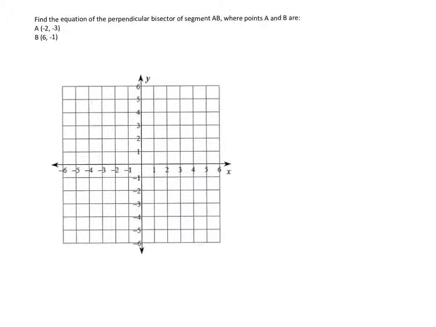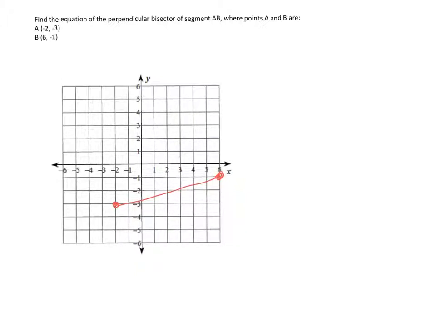In this case, I have point A, which is at (-2, -3), and point B, which is at (6, -1). There's a segment formed by that, so I'm just going to sketch this a little bit. And I want to find the perpendicular bisector of AB.